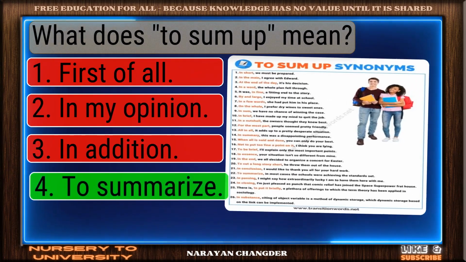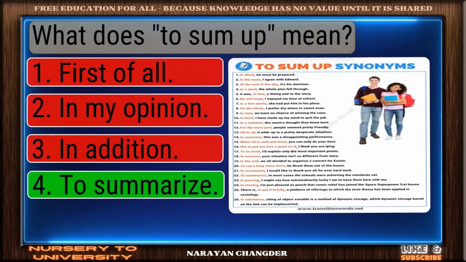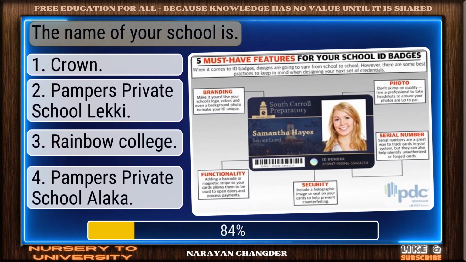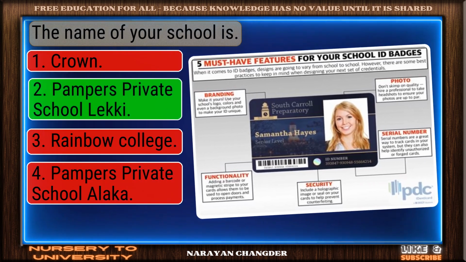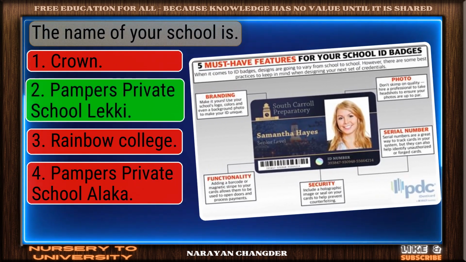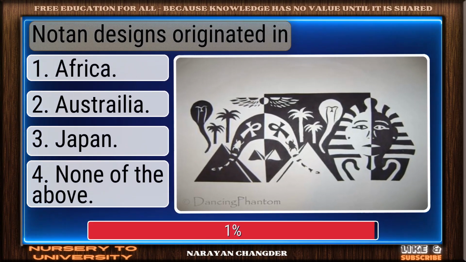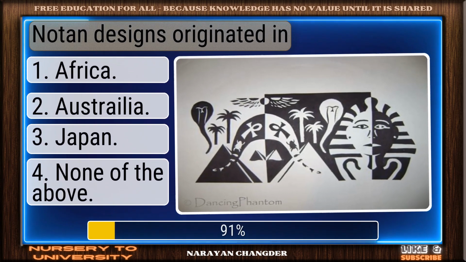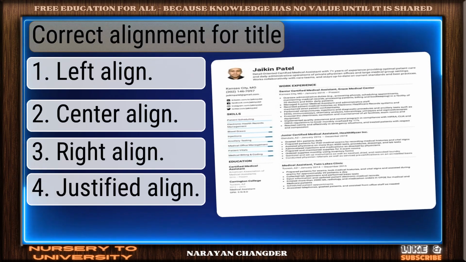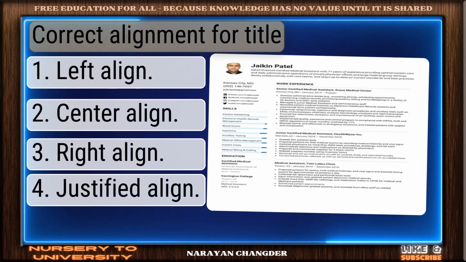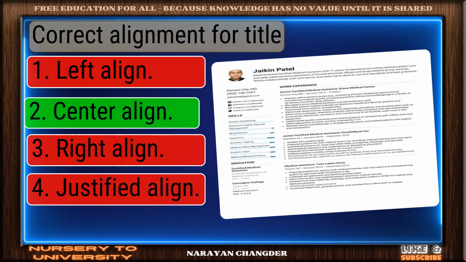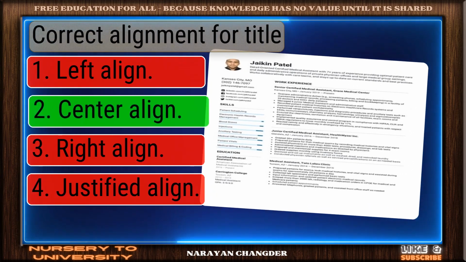Excellent. To summarize is a brilliant choice. The name of your school is? Well reasoned. Pampas Private School Lekki is the correct choice. Noten Designs originated in? Bravo. Japan is the answer. Correct alignment for title. You chose center align, and it is correct.